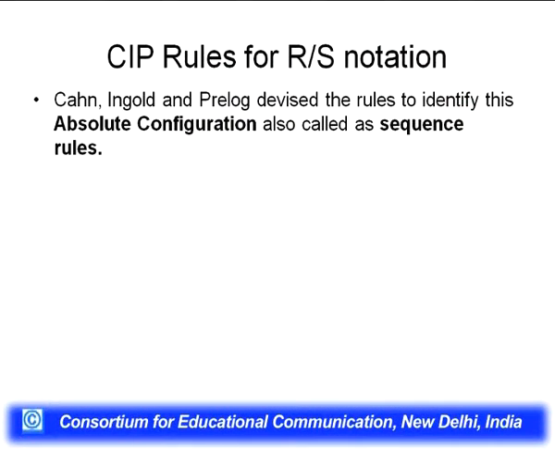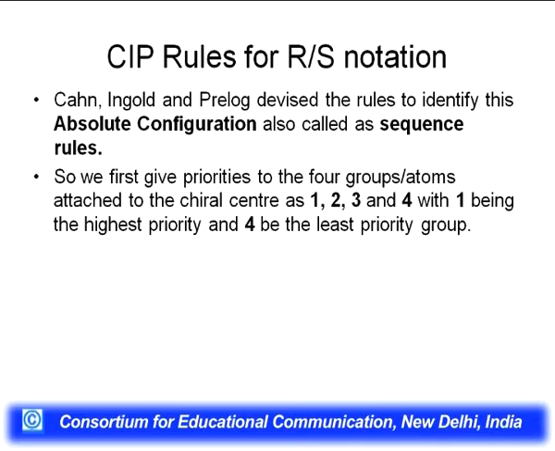Before going to RS notation, you can see on the slide that there are certain rules required for identifying RS notation. For that purpose, Cahn, Ingold and Prelog, there were 3 scientists who devised certain rules to identify this RS configuration or absolute configuration. These rules are sometimes called CIP rules on their names and are also called sequence rules. So, we would quickly start with those CIP rules in the next slide.